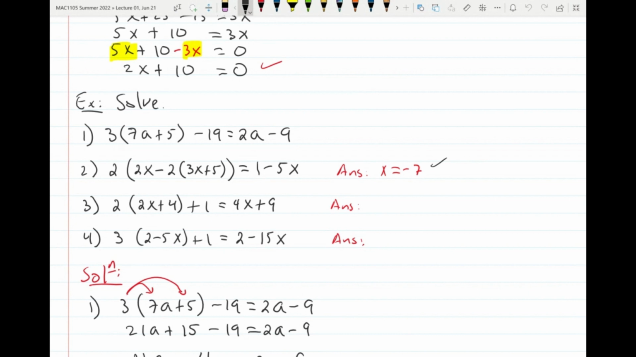Now, the other side of the coin is that you could get two numbers that don't match, like 3 equals 4, or stuff like that. That's a contradiction, something that doesn't make sense, something that's always false. In that case, we say there is no solution. You understand this? So when you're solving a linear equation, 3 things can happen. You either get one solution, or you get all real numbers, which is infinitely many solutions, or you have no solution. In the case of having at least one solution, we say that the equation is consistent. When there's no solution, we say the equation is inconsistent.